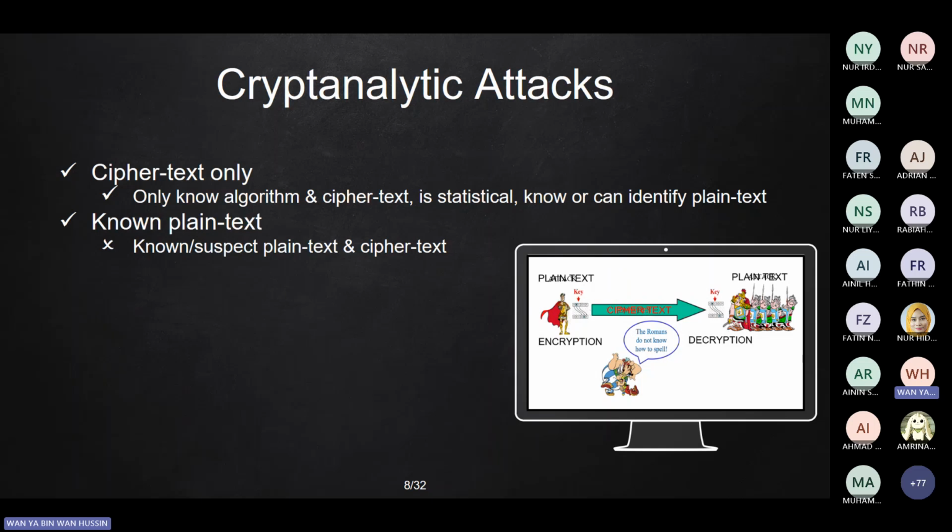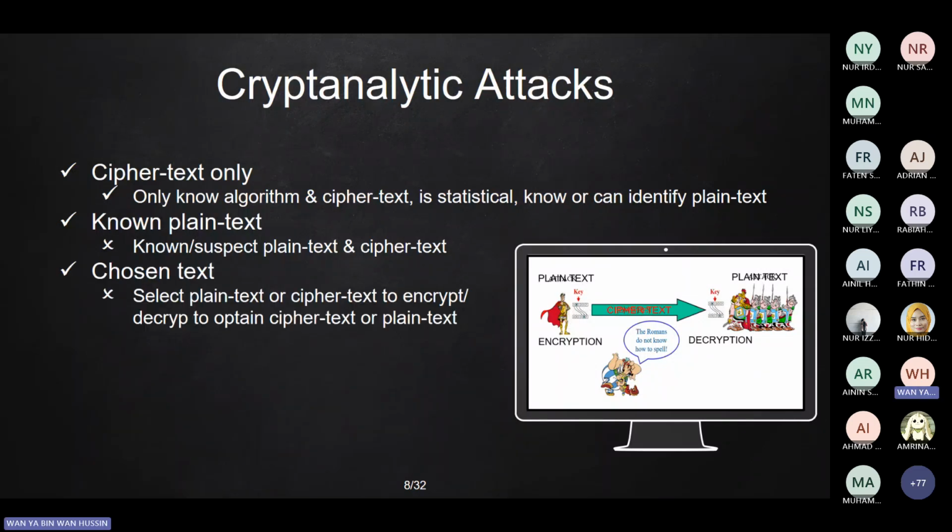Known plain text. Here we have the ability to access the crypto system. We enter plain text, that's why it says known plain text, and we apply it in that crypto system. It produces cipher text, and we use this knowledge to figure out what the key is.